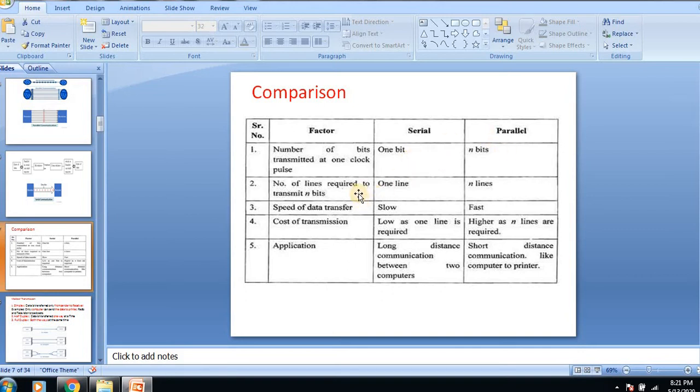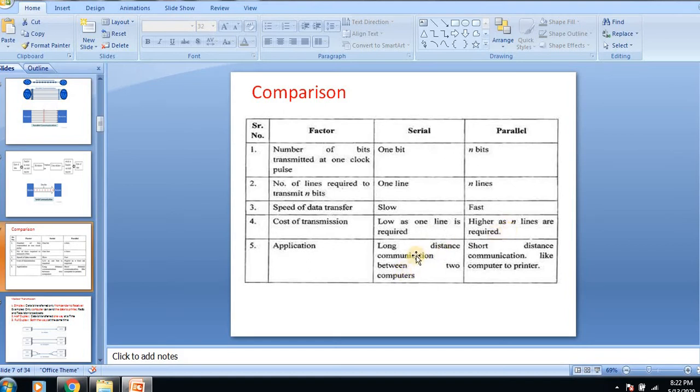So the number of lines required to transmit n bits: here we require only one line, but here the number of lines is equal to the number of bits. So the speed of data transfer in serial is slow because we need to transmit only one bit at a time, and there are other things we need to take care of, which we'll see further. But in parallel, all the bits are transmitted at a time, so it is fast. The cost of transmission is as low as one line is required, but here we require more lines, so the cost is more.